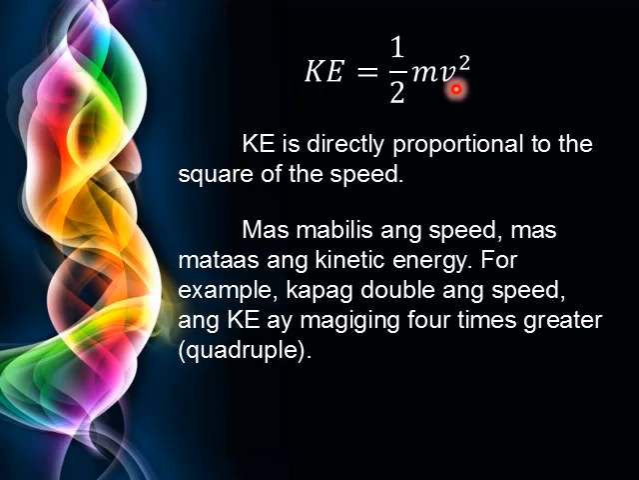Eh, what about kung let's say, speed mo, ni-reduce mo sa 1/2. So, ano ba yung square ng 1/2? Ang square ng 1/2 is 1/4. Kaya, mangyayari, yung kinetic energy mo, magde-decrease by 1/4 its original value.